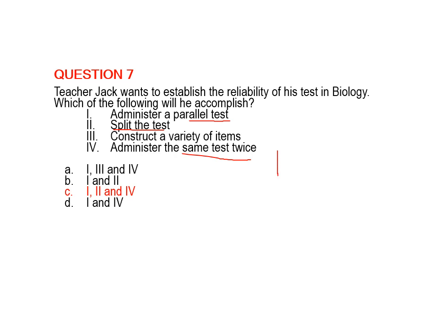We call it the test-retest method. Okay? So, it uses the Spearman Rho formula. So, those are the three that apply. When you construct a variety of items, it does not help in terms of reliability. So only 1, 2, and 4.